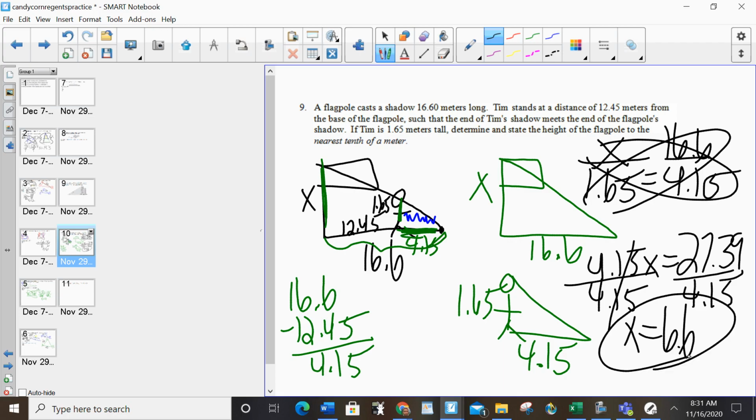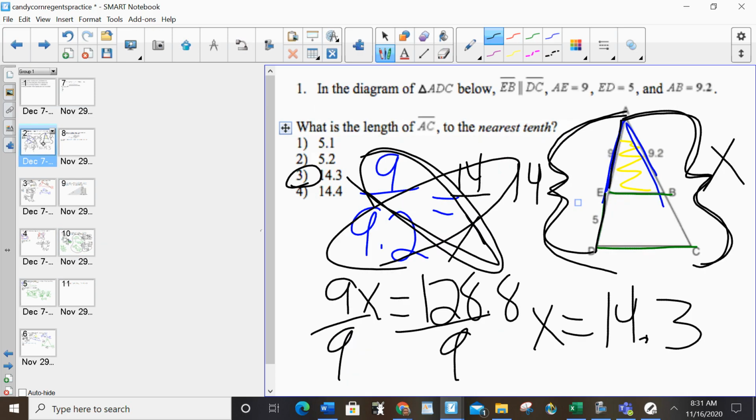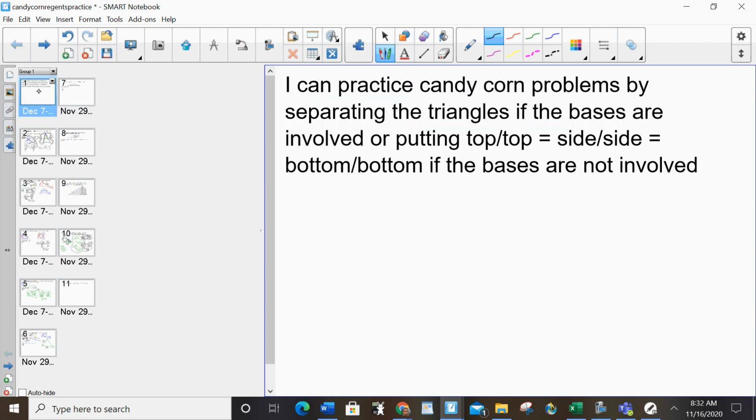And that's it. So, candy corn, bases separate. If the bases are involved, separate the triangles. Expect to have to add or subtract. Create your proportion and solve. If there are no bases, put the top over top, the side over side, and the bottom over bottom. Whichever ones you have involved are the ones you're using. And again, expect to add or subtract.